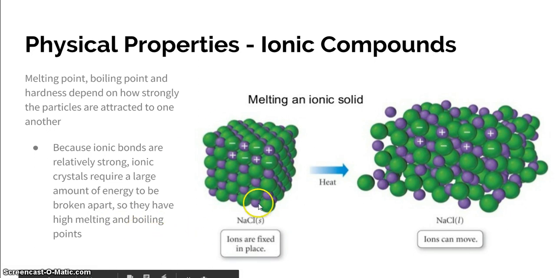So you can see here's our crystal. This one happens to be NaCl. We add heat to it and we can start to make those ions come apart, but it's going to take a lot of energy to make that happen, to melt an ionic solid.